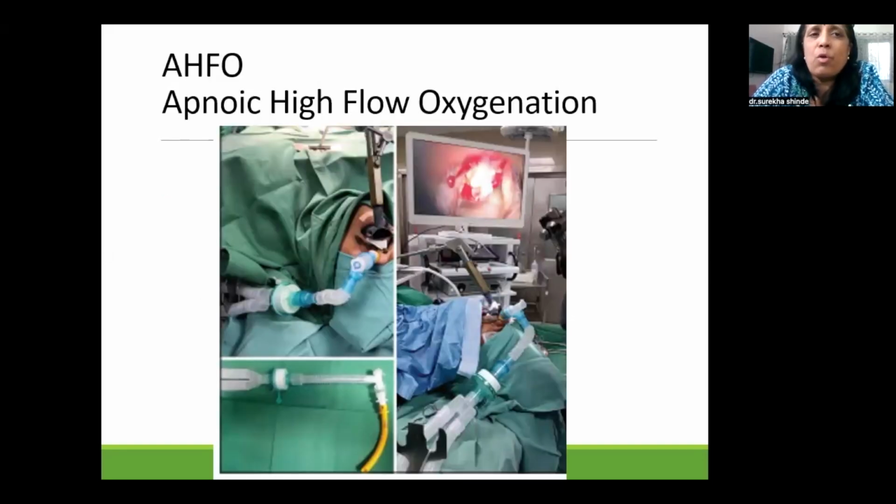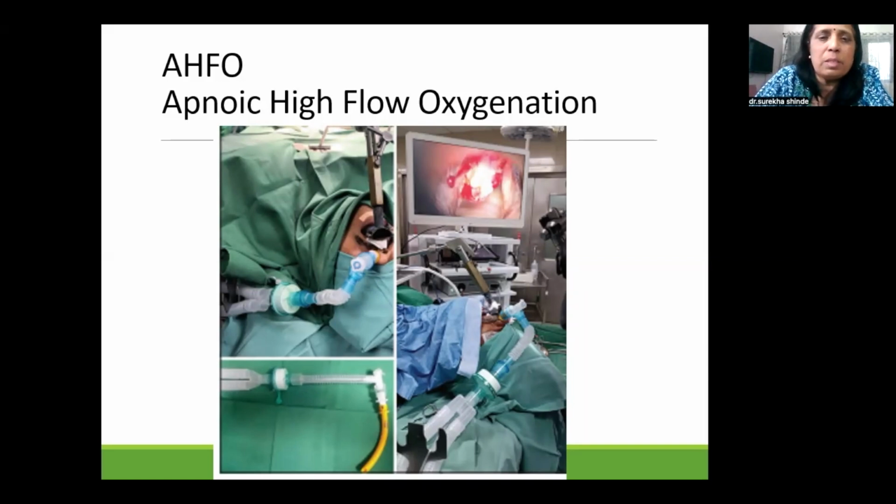So now I'm going to talk about apneic high flow oxygenation. The entire thing that is concentrated upon is this apneic high flow oxygenation. This is what the people who operate maximally on laser surgery in the ENT field at Dinanath Mangeshkar Hospital are using. You will be surprised why I'm mentioning them, because in Pune at least, they are the dons in airway anesthesia for laser. So they have also published a case.